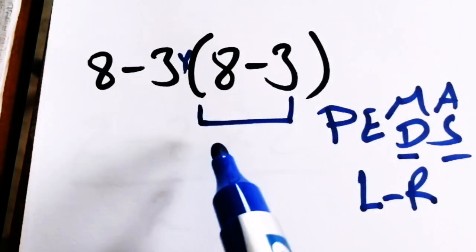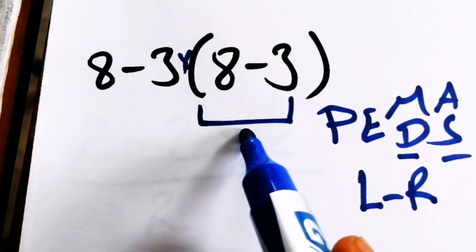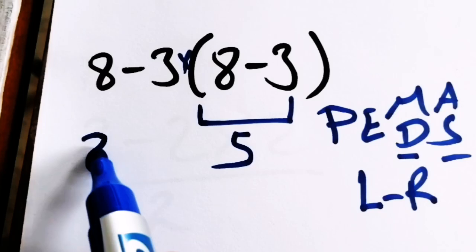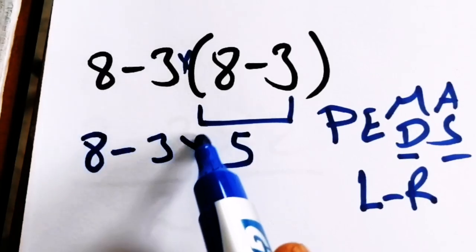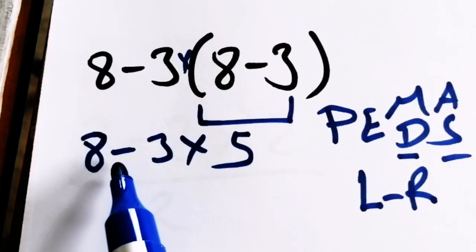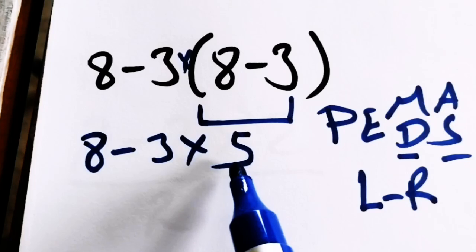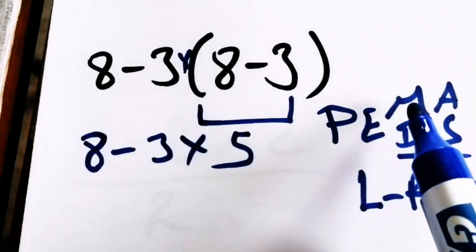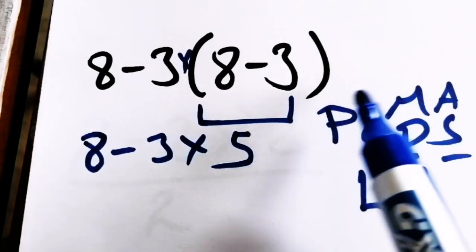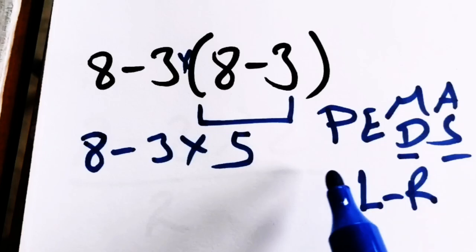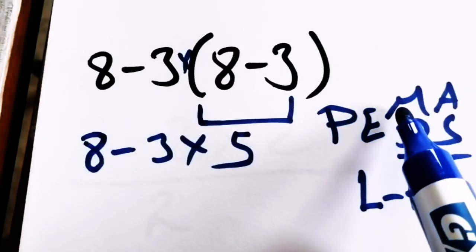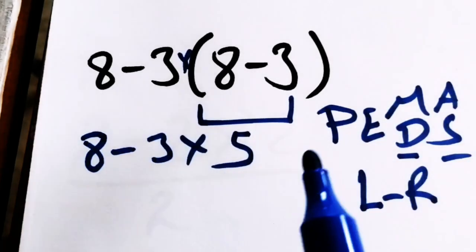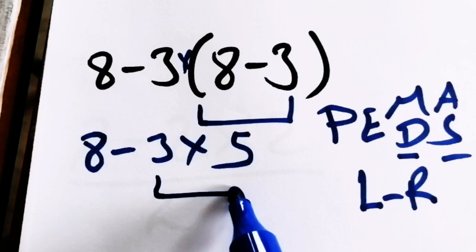Okay, 8 minus 3, which equals 5. Then 8 minus 3 times 5. Here there is subtraction and multiplication. According to PEMDAS, multiplication has higher priority than subtraction because multiplication comes before subtraction. Therefore, we have to multiply these numbers.